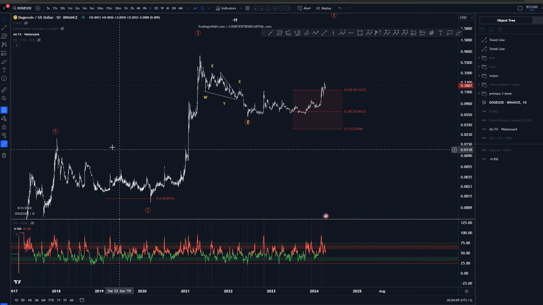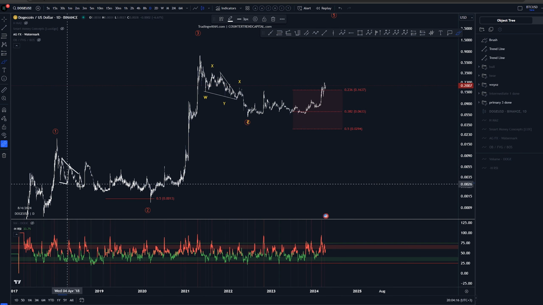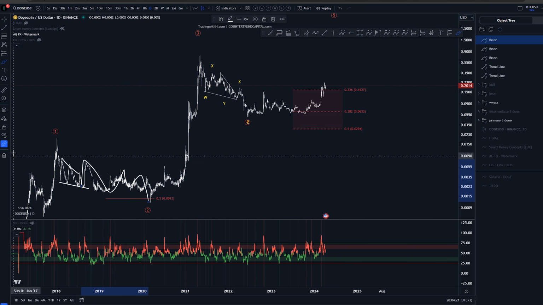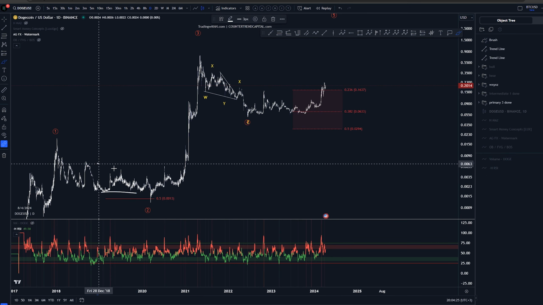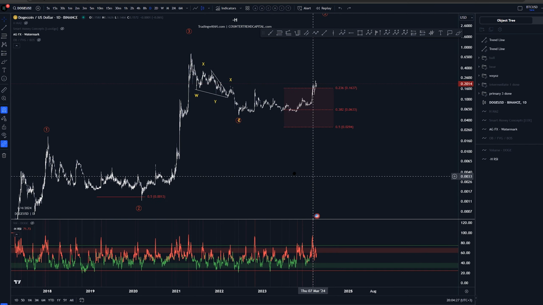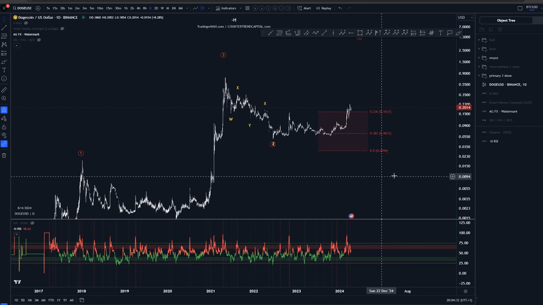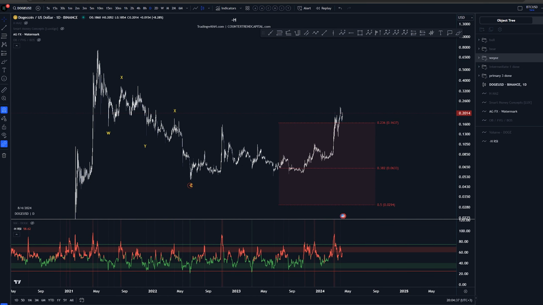For example, here we would want to have an alternation. I'm not quite sure how to label this one, but we have a potential diagonal here. If this is a 3-wave here and a 3-wave, I'm not quite sure how I would be labeling this. There could be some kind of triangle here as well, but for now I am allowing both scenarios, WXYZ or just a zigzag overall, on this potential structure to be finished at these lows, around 5 cents here.